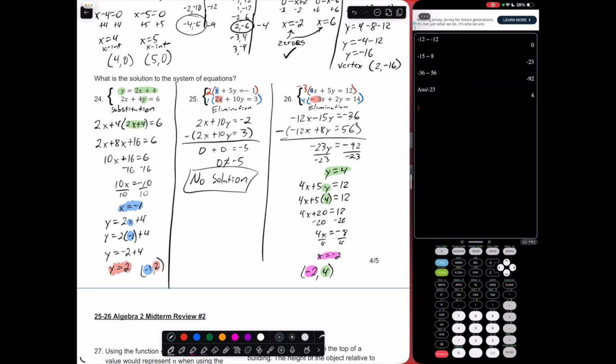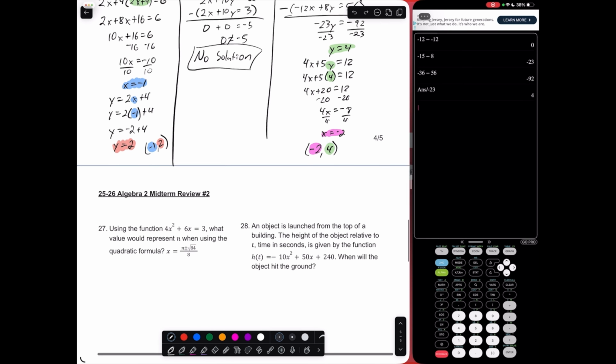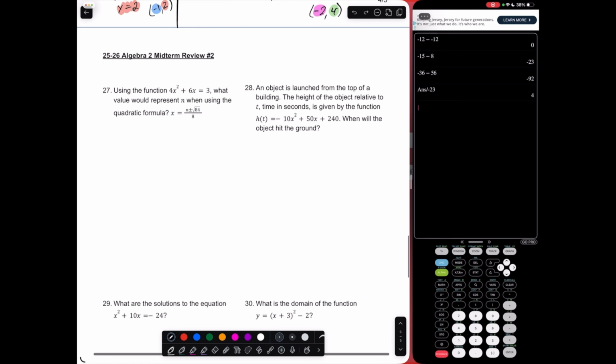So substitution, elimination, either method is a viable option in any scenario. You can always use them, but usually substitution should be when a single variable is already isolated. And then if x and y are on the same side, elimination is generally the better method. Just know that sometimes you'll have to multiply the equations so that they balance out and something cancels. Something can be eliminated. All right, 27.